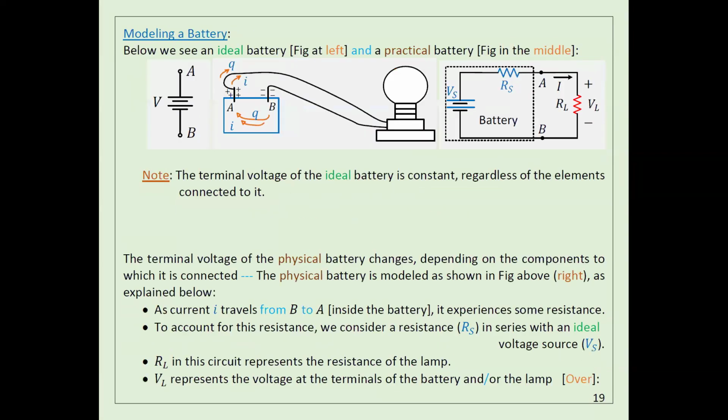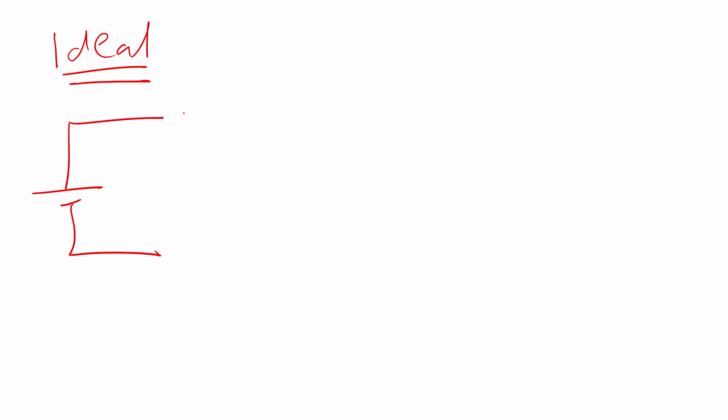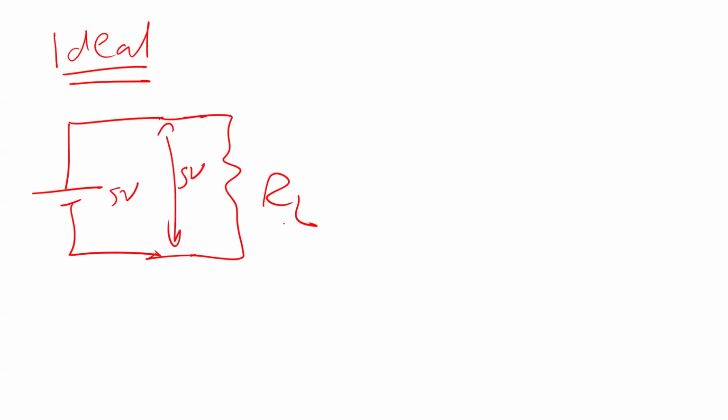I think I explained this one last time. And I also started to explain how we can model a battery. If the battery is an ideal battery, it has to be this way. For example, this is the battery, and then I have here a resistance RL, and then I connect it this way. Okay, so this one is 5 volts, so it's going to be 5 volts here, regardless of the value of RL. So when you change RL, the voltage here is still 5 volts.